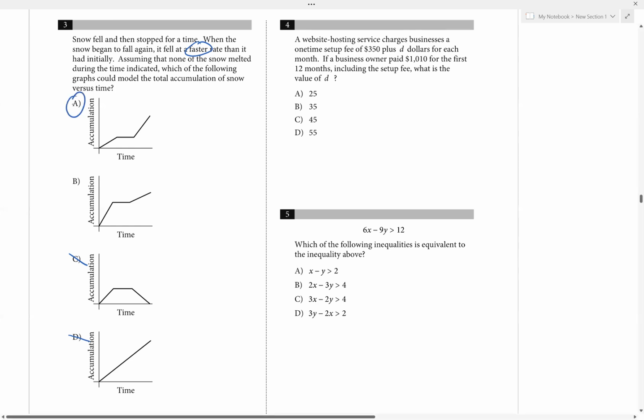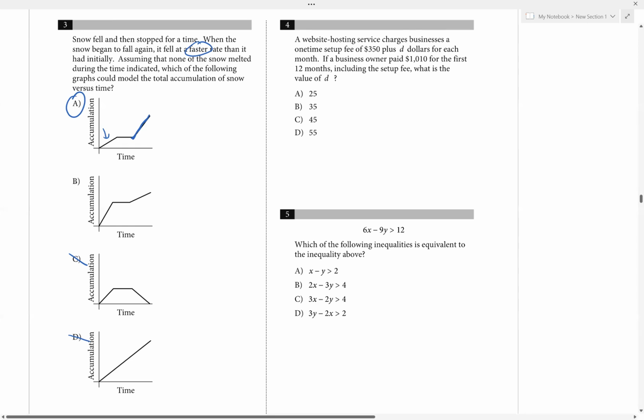It should be A, because you see for the second part, when the snow fell again, that's this part, right? See how this line is more steep compared to the first interval. Right, the second part here is more steep. So it's more steep, that means a bigger slope. And that tells us we have a faster rate. Okay, so the snow goes up faster, right? So the line looks more steep.